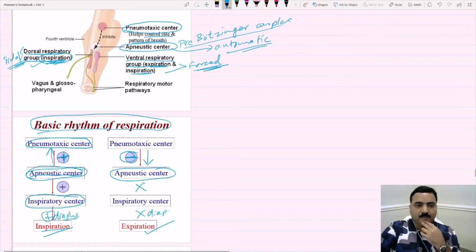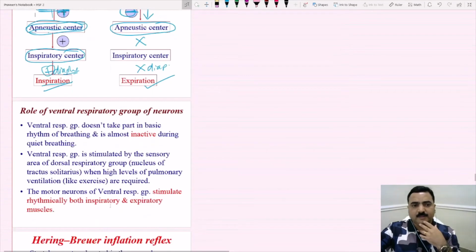If you cut over here the pneumotaxic center, what will happen? The apneustic center will keep on firing and you keep on having inspiration. Let's see how in this scenario the diaphragm can be inhibited. Before that, let's see what is the role of the ventral respiratory group of neurons.